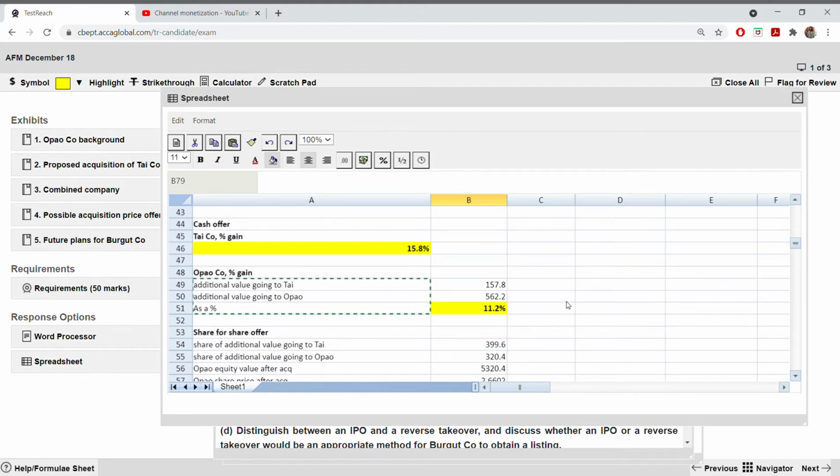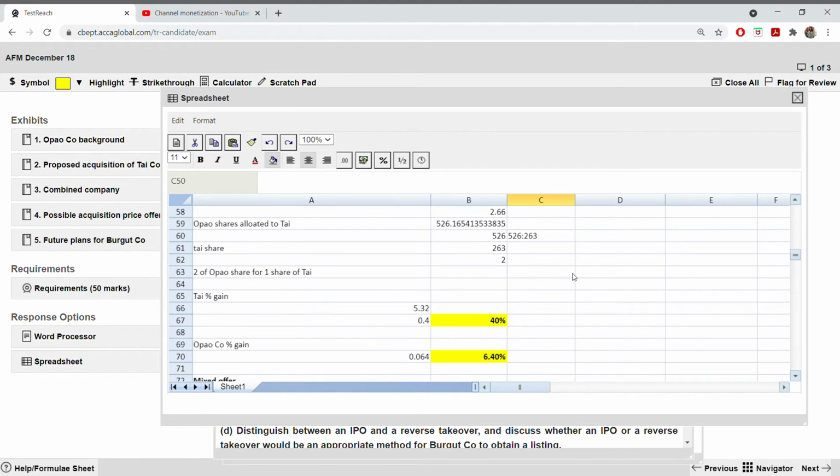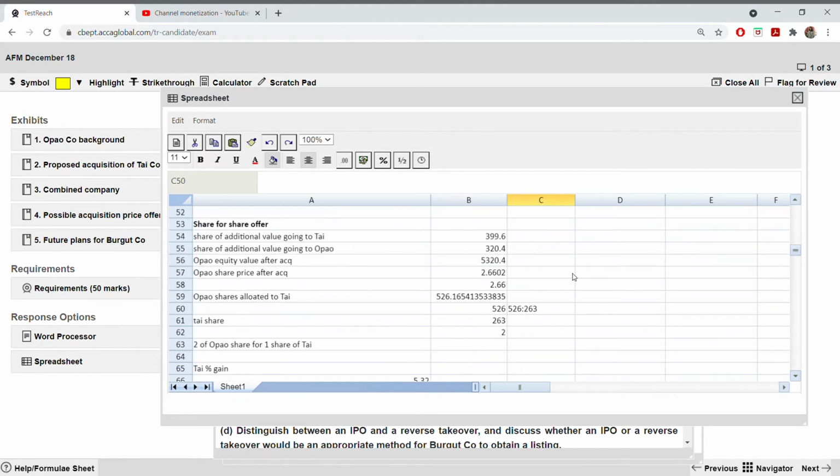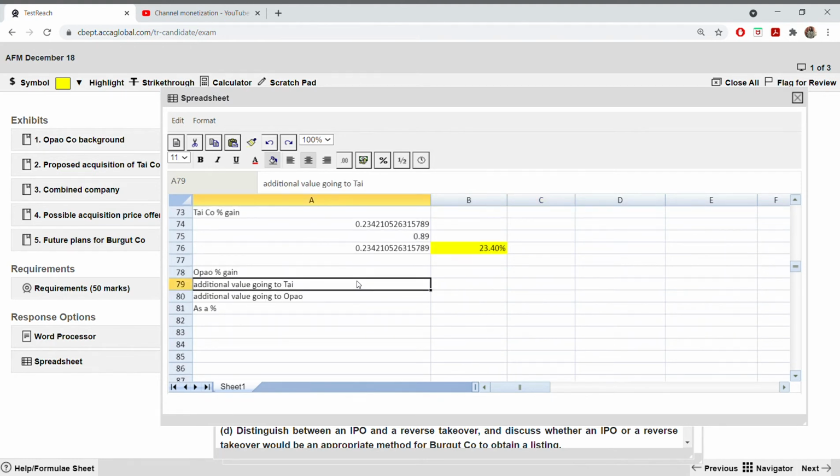What did we do in the cash offer? Even in the cash offer, we did that. We found the additional value going to them, right? That's how we got it for our POW. Here also we had to do so much working to get it. So how much will go to Oppo shareholders? What is the percentage of gain? Right? What is the share price? This 0.9 is actually the share price only. Okay?